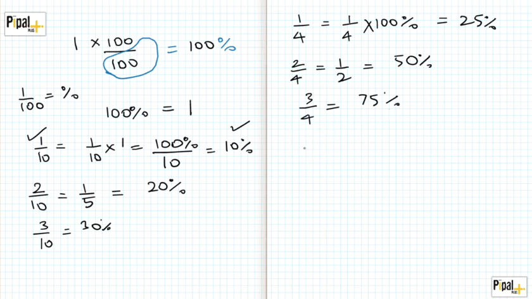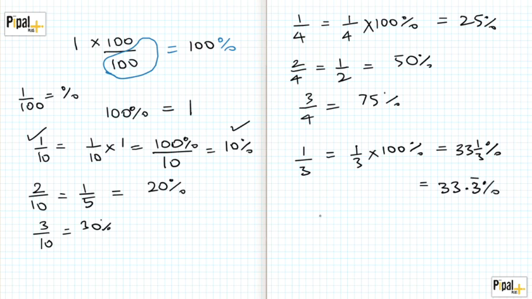Now let's look at division by 3. So 1 by 3 equals 1 by 3 into 100%, and 1/3 of 100 is 33 1 by 3%, right? So we can state that 1 by 3 equals 33 1 by 3%, or 33.3333%, right? Similarly, 2 by 3 equals 2 by 3 times 100%, right, which is equal to 66 2 by 3%, or 66.666666%, right? Let's move on.